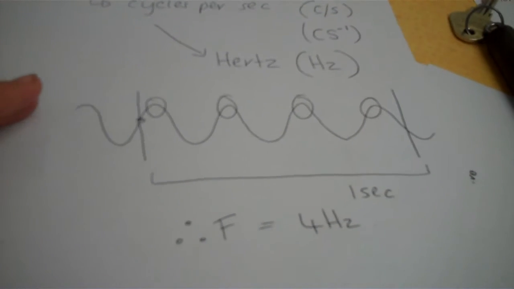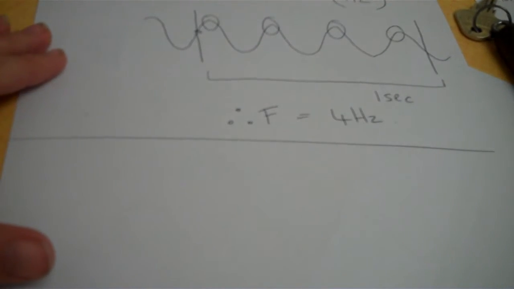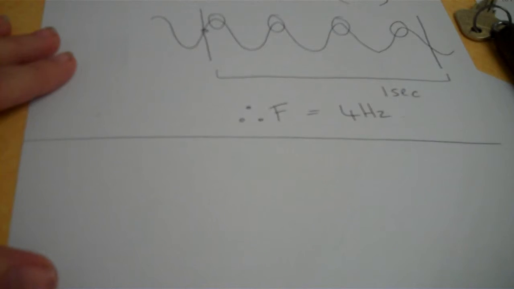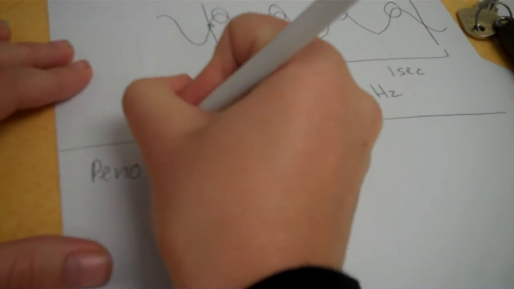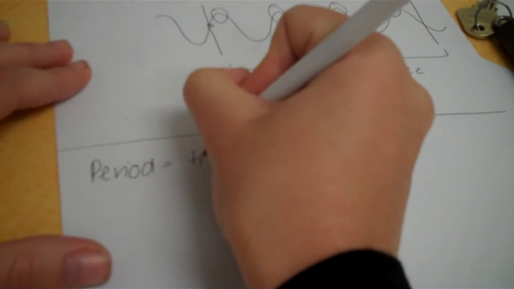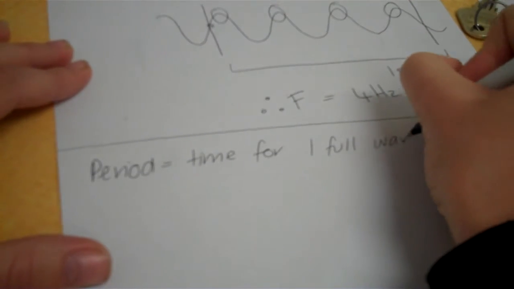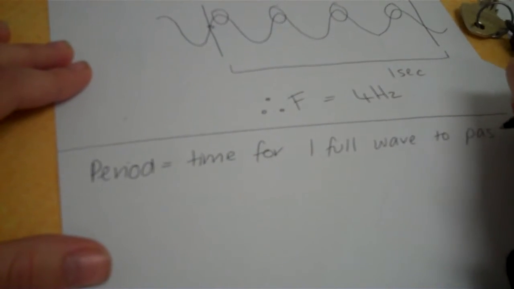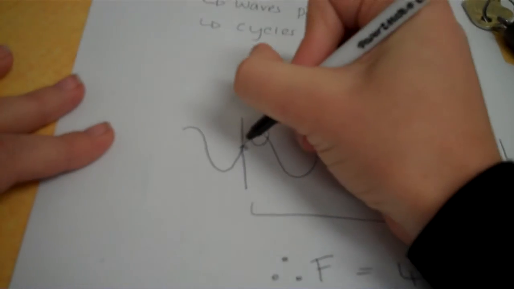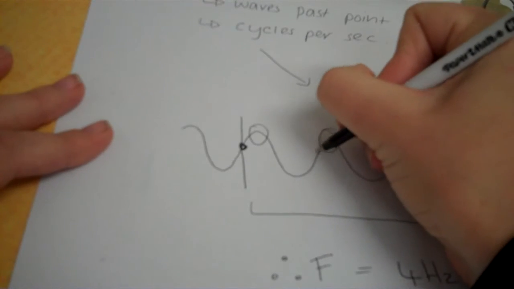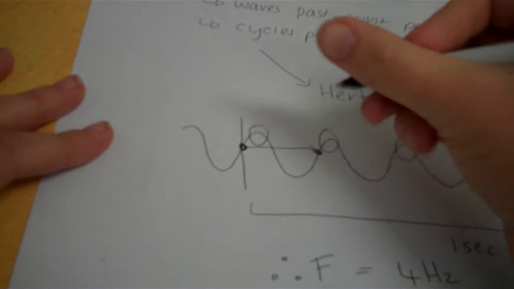Now, a period is the only other one that we want to talk about today. The period of a wave is the time taken for one full wave to pass. Not too much more difficult. So period, I'll write this definition down for you: time for one full wave to pass. It's a different way of looking at the same thing, really. We'd be looking from this point all the way to this point, which you can see is one full wavelength.